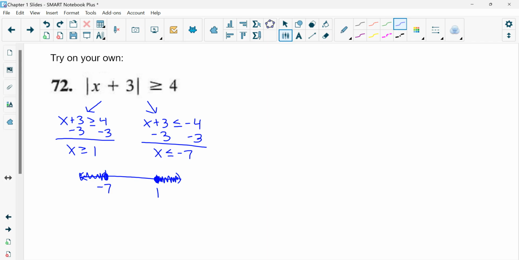All right, so then how do we write this in interval notation? Since it is two separate, we'd have to write it as -infinity to -7 with a bracket, our union symbol, bracket 1 to infinity.